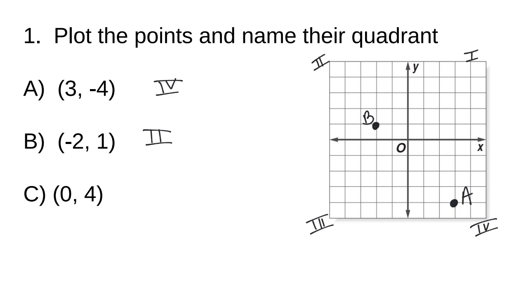Our last point is (0, 4). 0 in the x spot means we're not going side to side at all, but we are going to go 4 in the y direction. So we're going to go up 4, and this would be point C. Now we have to name the quadrant, and that one's kind of tricky because he's not in any of the 4 quadrants. He's on one of the axes. He's actually on the y-axis. So for his quadrant, we would just say none. He is not in a quadrant. He's on an axis.